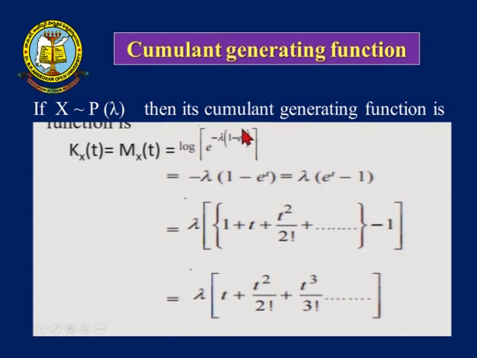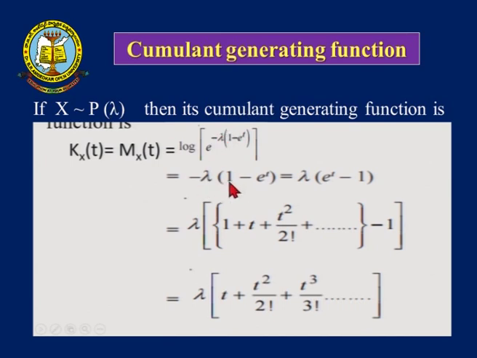So, how will we get the cumulant generating function? It is equal to log of M_x of t, where M_x of t is the moment generating function of the Poisson distribution. Just now we derived M_x of t. What is its value? e to the power of minus lambda of 1 minus e power t. We know that log of e to the power of f of t is equal to f of t, a standard formula. What is f of t here?